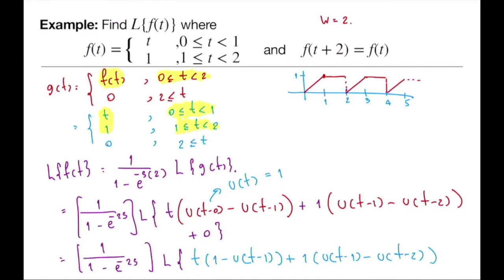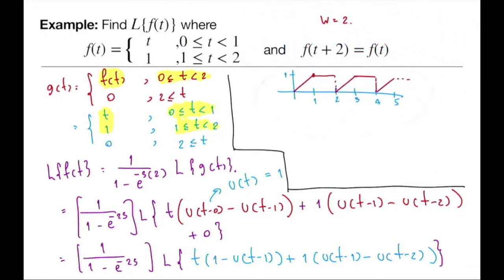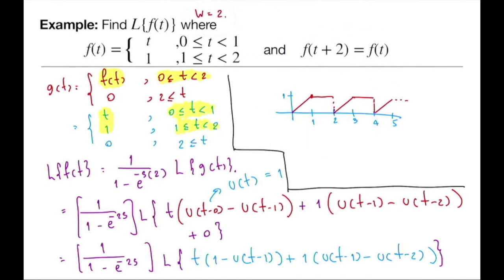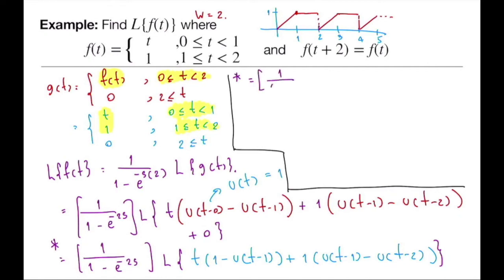Okay, and that is, let me move this picture up here. Let's move this here, and then I'll move this picture up here. So we have that this guy is 1 over 1 minus e to the minus 2s.